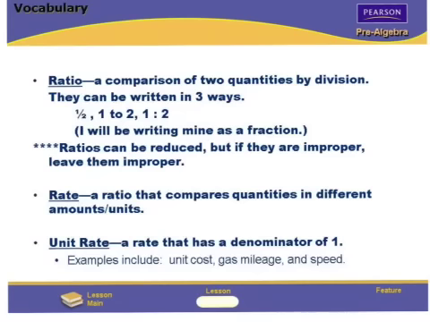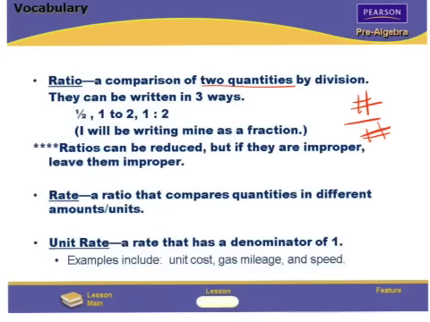Ratios can be reduced, but if they are improper, leave them improper. Remember that we are comparing two quantities, and so you need to see the top number compared to the bottom number. That's why we leave it improper.